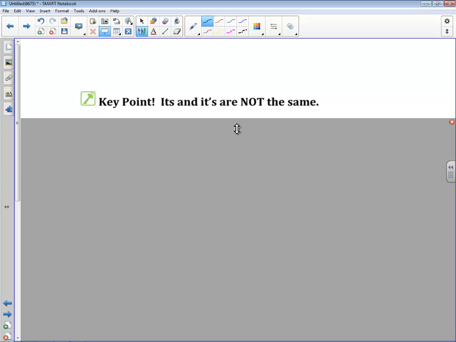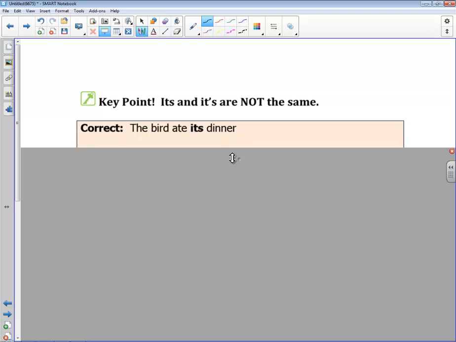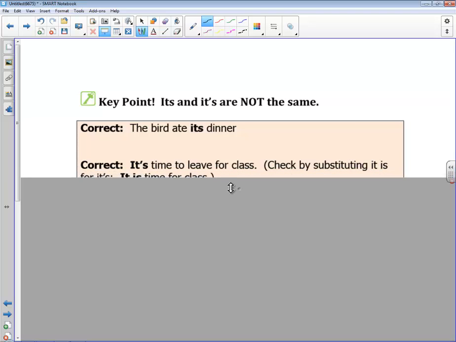Here it comes. Its and it's, remember, are not the same. The bird ate its dinner. Whose dinner? The bird's. Bird is neuter, its. But it is time to leave for class. If you can't figure it out, see if it is will work in the sentence. It is time to leave for class, it apostrophe s.